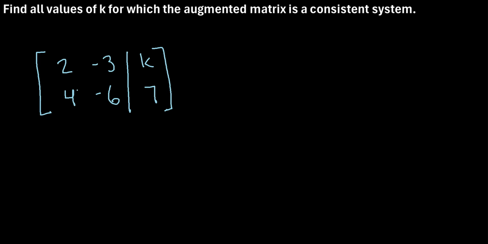Well, notice that if we take this value in row 2 and we subtract 2 times the value in row 1, we would get 4 minus 4, which is 0. So let's do that. So we'll say the new values of row 2 are simply going to be the original values of row 2 minus 2 times the value in row 1. So if we do that, here's what we get.